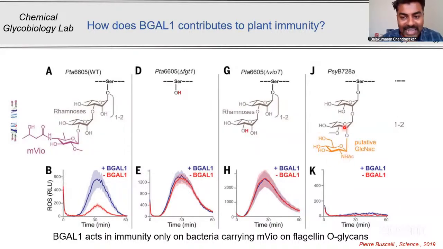So now when it has a terminal sugar of N-acetyl glucosamine, either you treat it with the B-gol enzyme or you don't treat it with the B-gol enzyme. And if you put it on the Arabidopsis leaf, you don't see any burst at all. So this is a very interesting thing, that this particular bacteria has evolved and has put an interesting glycoform in its glycan, that just by changing one sugar residue, it is not going to be perceived by the plant immune system.